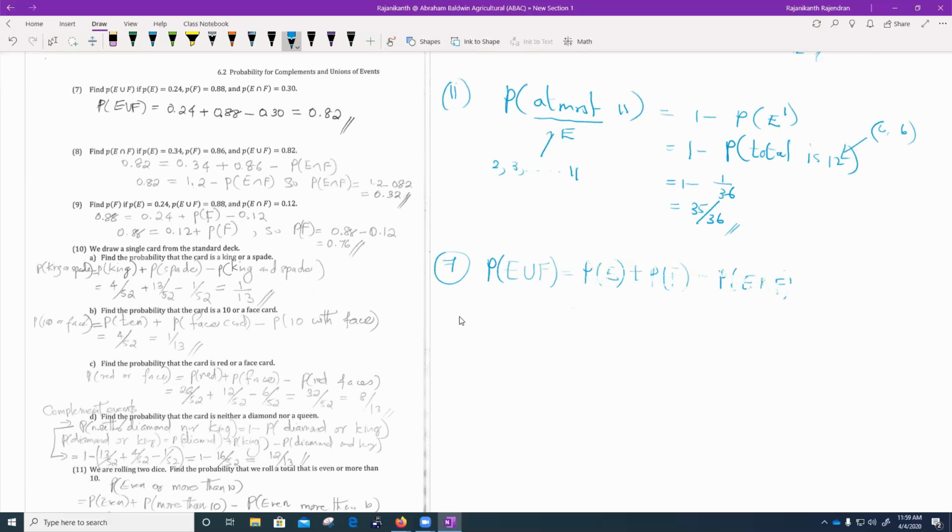Okay, but now the values are given, so you simply need to plug in. The probability of E is 0.24, so this is 0.24. The probability of event F is given as 0.88. Then subtract the overlap probability, which is 0.3. So if you simplify, you will get the E union F probability. So that is 0.82.